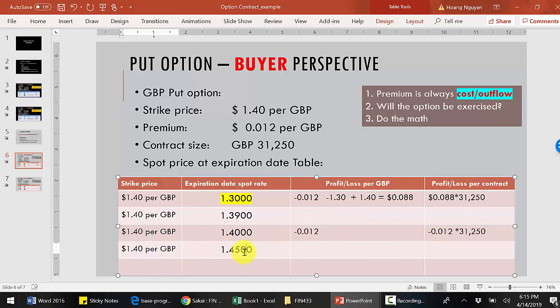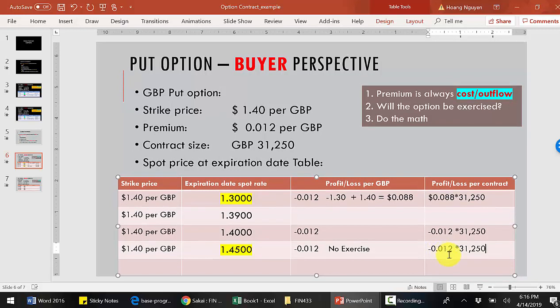Now what if, in the last situation, the spot rate at the expiration date turns out to be 1.45. Will you sell in the market to get 1.45 or exercise the option and sell to get only 1.40? It is a no-brainer question. Clearly, you will not exercise. And therefore, your total loss is your premium. And yes, you can easily copy this and put it down, and it is the total loss per contract.